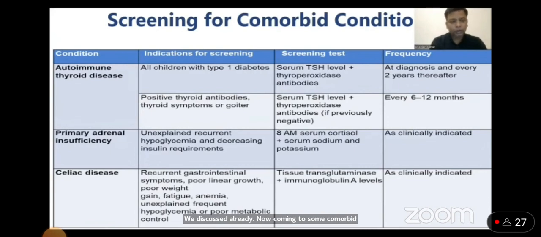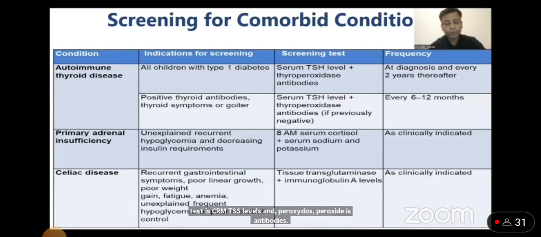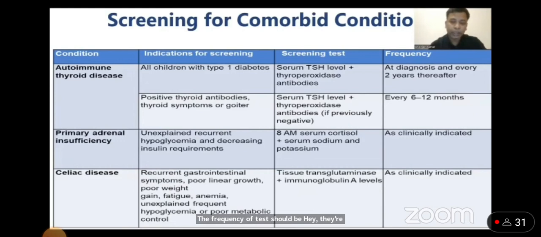One condition is autoimmune thyroid disease. Autoimmune thyroid disease should be checked in all children with type 1 diabetes. The screening tests are serum TSH levels and thyroperoxidase antibodies. The frequency of tests should be at the time of diagnosis and every 2 years thereafter.